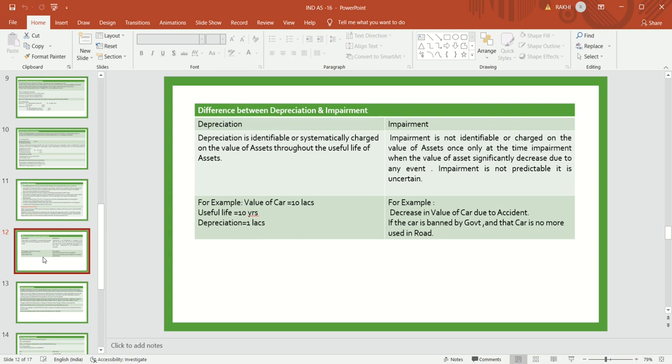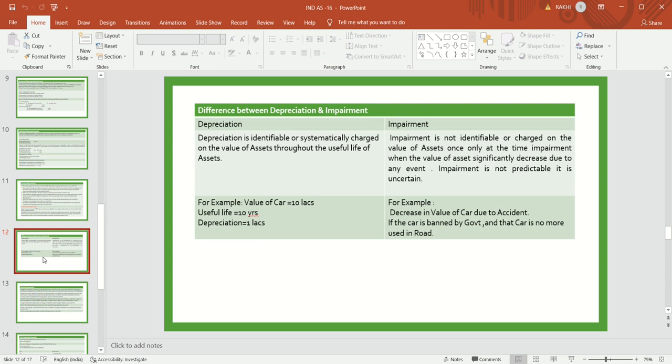Impairment is not predictable, it is uncertain, because depreciation is to be charged systematically over the useful life of the asset, but impairment is not certain and not predictable. For example, a ban on the item, the production stopping, or a government ban on the utilization of the asset. At that time the asset becomes impaired, there is no use of that asset, and the company does not know in advance, so impairment is uncertain, not predictable, and happens once in a while.